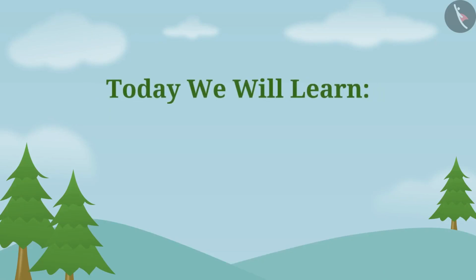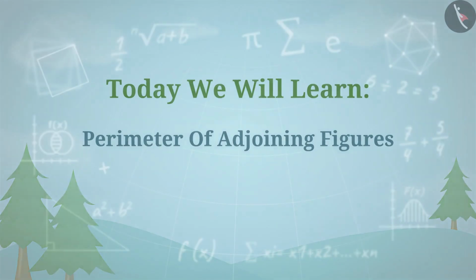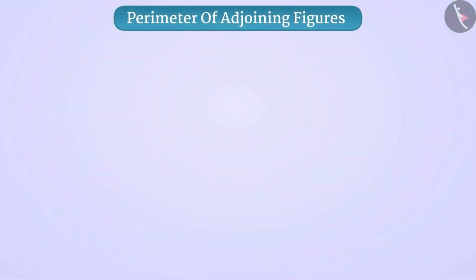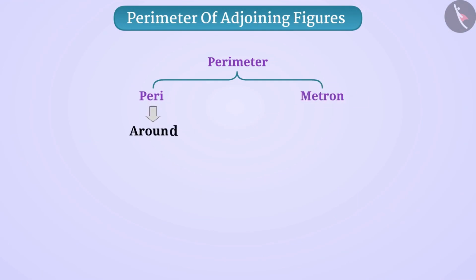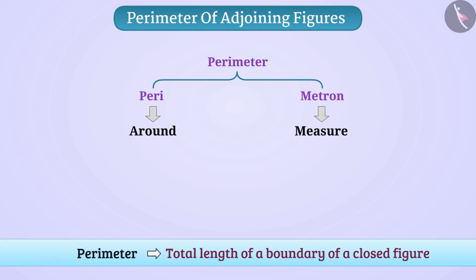Today we will learn perimeter of adjoining figures. Perimeter is derived from the words peri and metron. Peri means around and metron means measure. In this way, the total length of a boundary of a closed figure is called its perimeter.